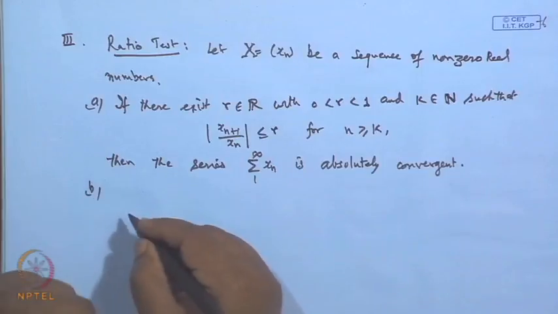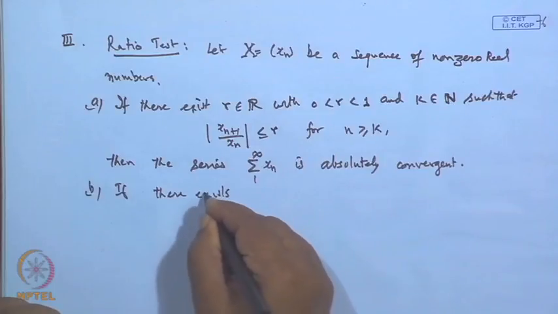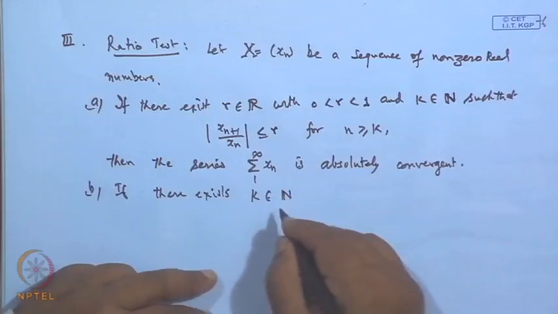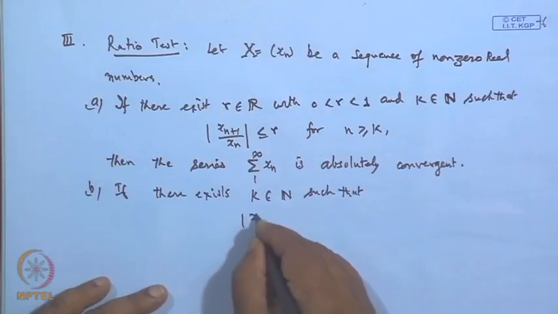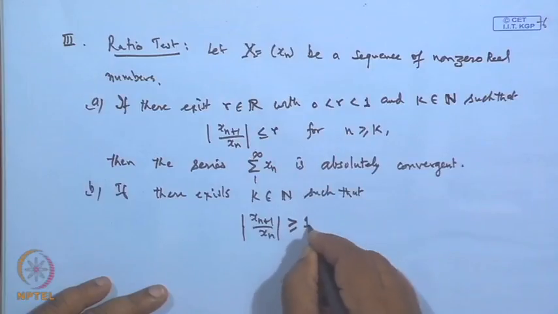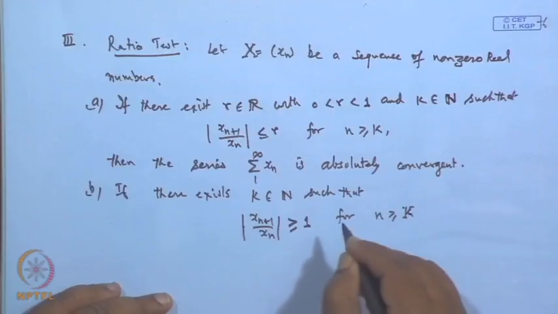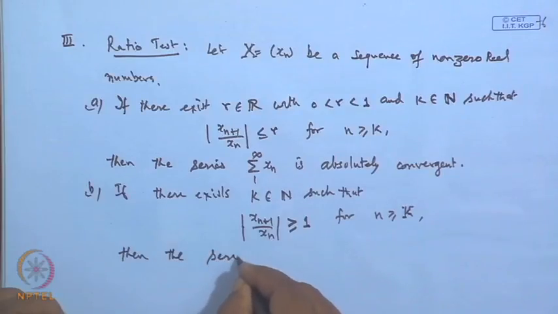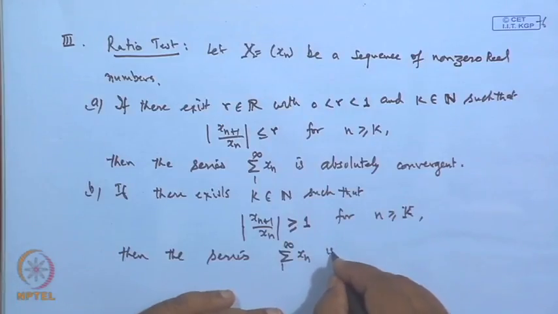And part B says, if there exists k belonging to the set of natural numbers such that |x_(n+1)/x_n| is greater than or equal to 1 for n greater than or equal to k onward, then the series sigma x_n, n from 1 to infinity, is divergent.